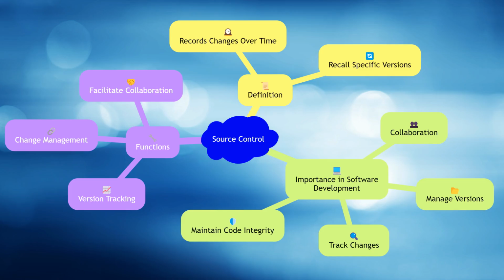Source control, also known as version control, is a system that records changes to files over time so that you can recall specific versions later. It is essential for managing code in software development, allowing multiple developers to collaborate efficiently. Source control systems track changes, manage versions, and facilitate collaboration, ensuring that code integrity is maintained throughout the development lifecycle.